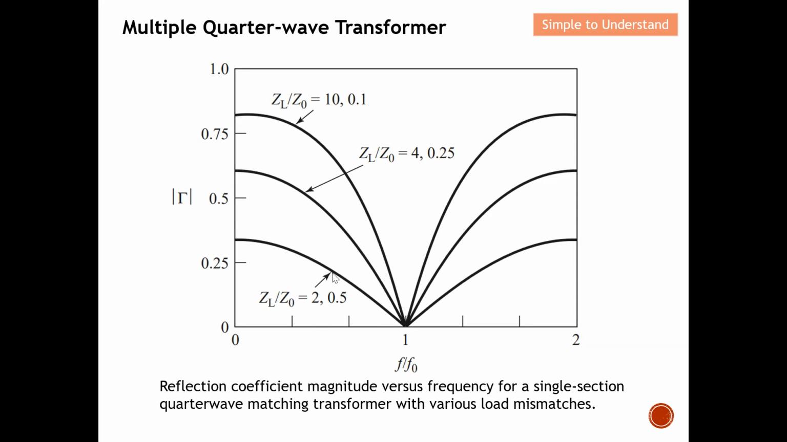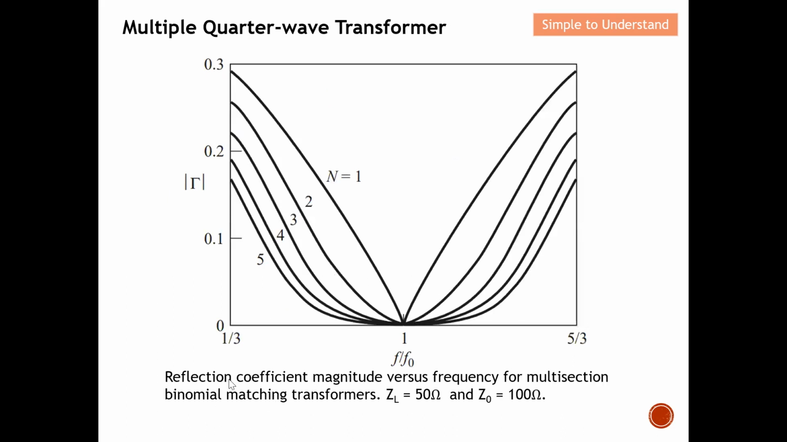Next, what I'm going to go through is the reflection coefficient magnitude versus the frequency for multiple sections. For this case, I will use the binomial matching transformer first. Over here, I fixed my ZL and I fixed my Z0, but what I didn't fix is the number of quarter wave transformers. So for n equals 1, I'm going to have 1 quarter wave transformer, n equals 2 is 2 quarter wave transformers, and so on.